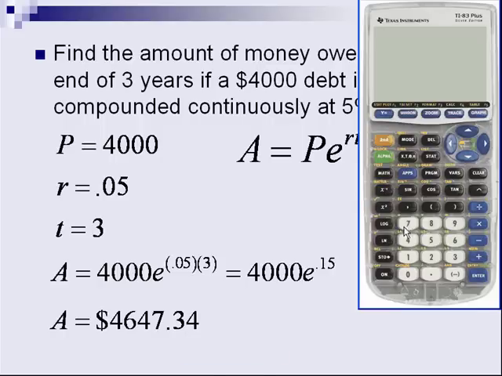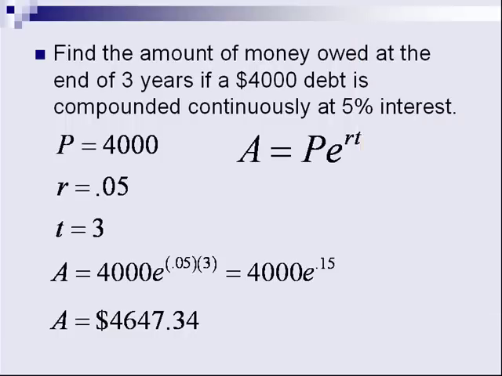So again I'm going to type in 4,000 here, times, and then e to a power, so this is e to the 0.05 times 3. And you can enter it just like that. Just make sure it all appears in that exponent before you close it off. So now we'll close off the exponent and hit enter. And so there's the 4647, and round it off to the nearest cent since we're doing a money problem, 34 cents. So that's it.